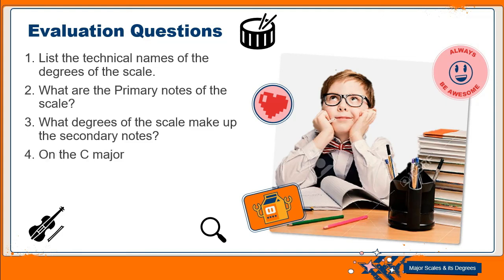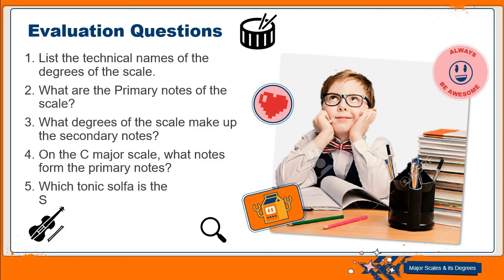Number 4, on the C major scale, what notes form the primary notes? You have to mention the pitch names of the notes that form the primary notes. And finally, which tonic solfa is the submediant of the major scale?